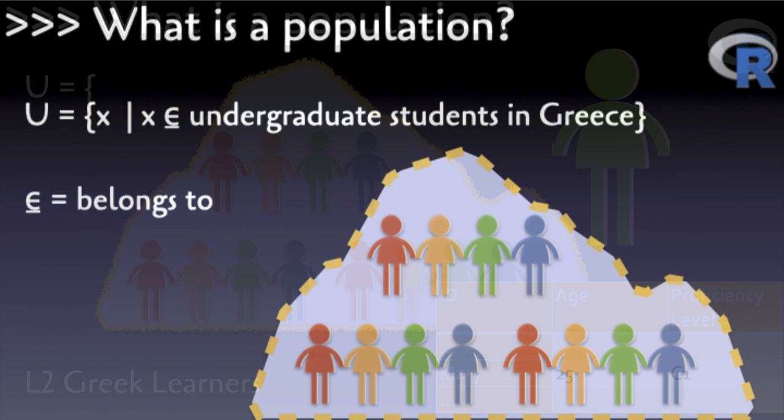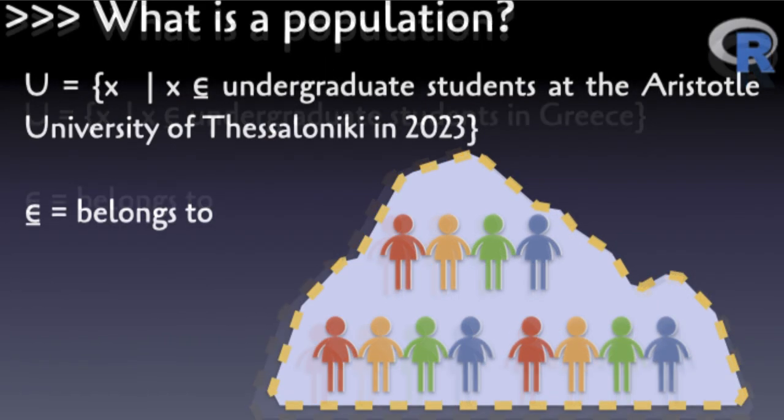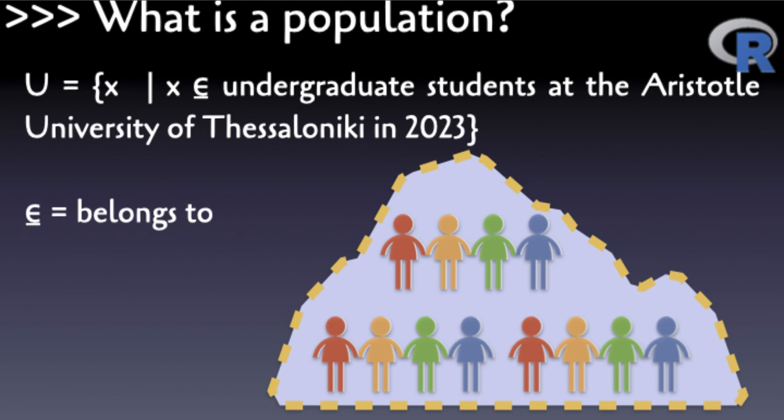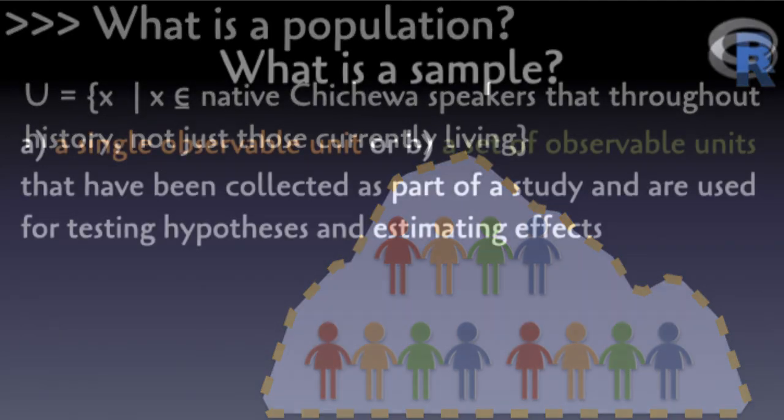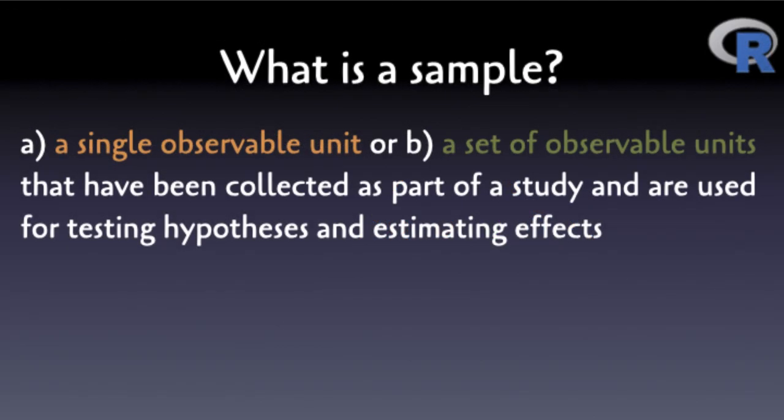Populations can be broad, like all the undergraduates in a country, or they can be specific, like students at a particular university in 23. Whether we can enumerate the population's members or not varies. Some populations, like the undergraduate students in a given year, are countable, while others, like all native Chichewa speakers across time, are more theoretical and cannot be fully enumerated. In reality, accessing every member of a population is often impossible, especially for theoretical populations. Hence, we collect samples, smaller groups representative of the larger population. This process, known as sampling, is crucial in research.